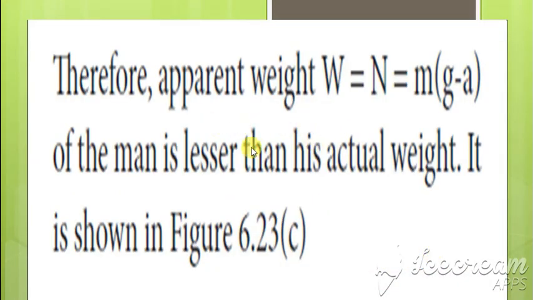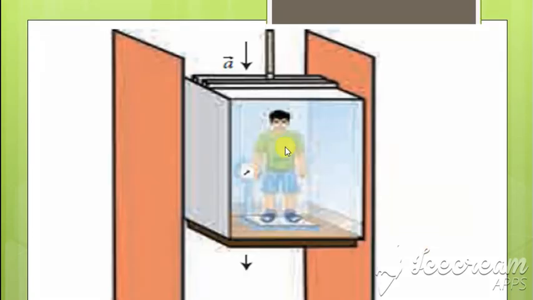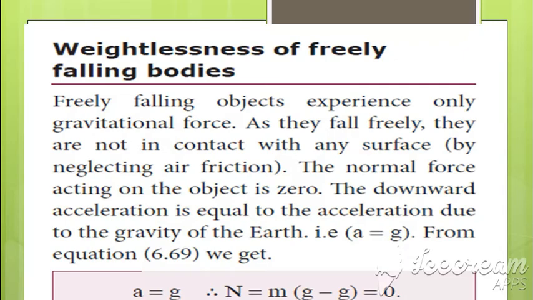Okay, so apparent weight is lesser than the actual weight. So this is this case. This is a diagram. Here it is moving in the downward direction with this acceleration. It is experiencing a minus a. Clear? Then next we are going to see weightlessness of freely falling bodies.